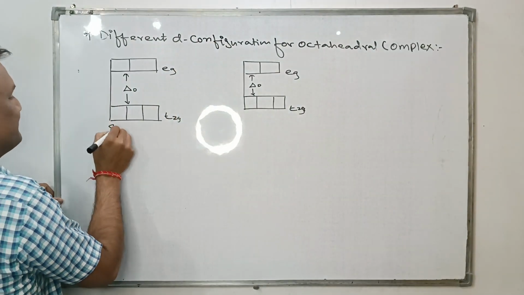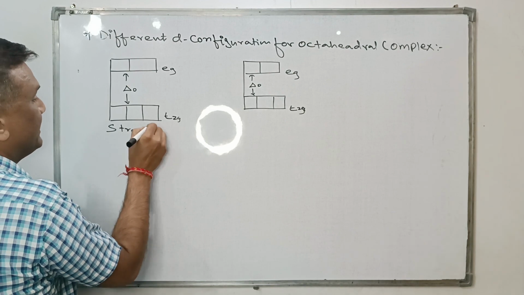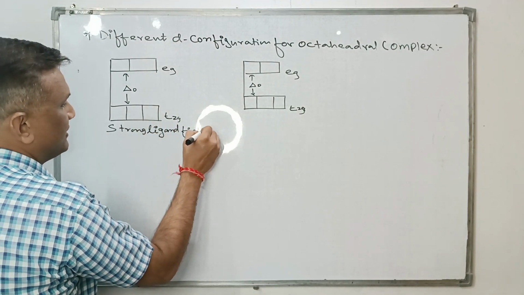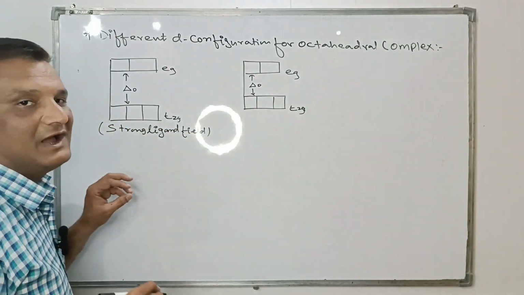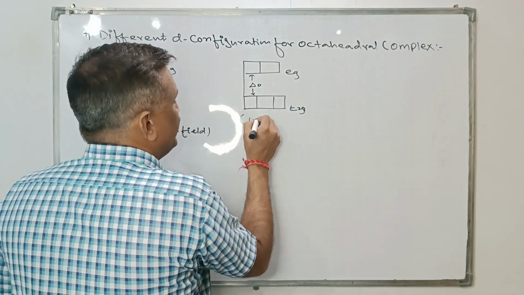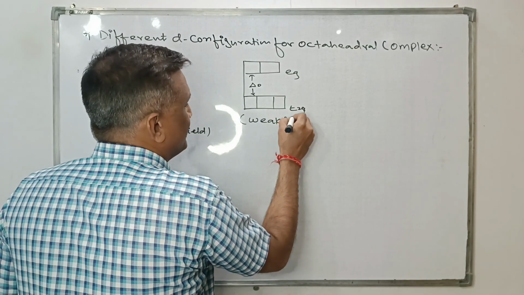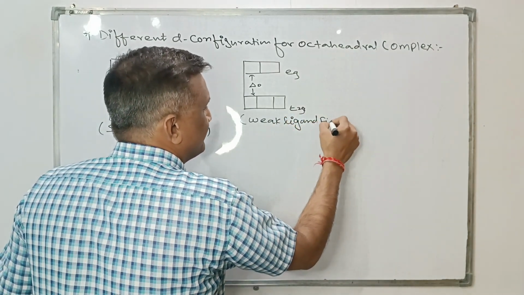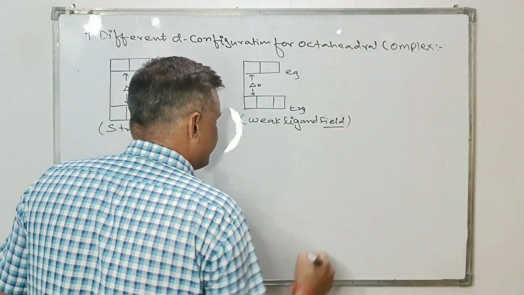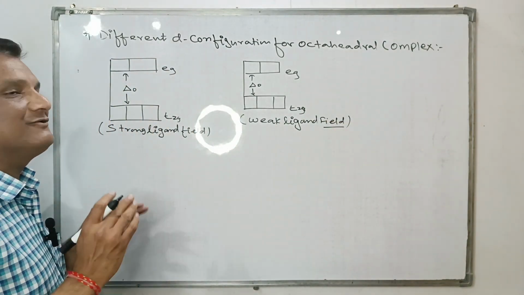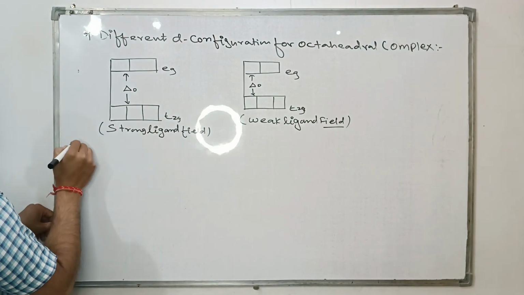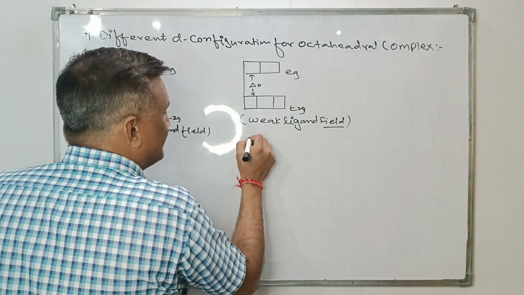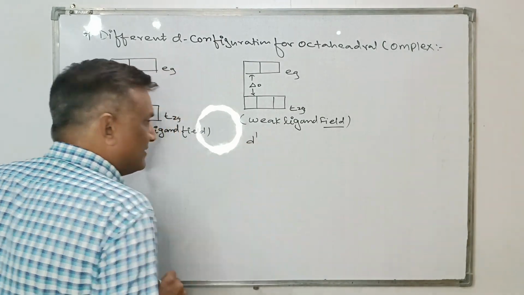It means here is the presence of strong ligand. So this is the strong ligand field. If you go with the other, then this is the weak ligand field because of less repulsion regarding weak ligand field. If you go with the d1 to d10 configuration, then first of all we'll go with the d1 configuration regarding strong ligand and d1 regarding weak ligand.